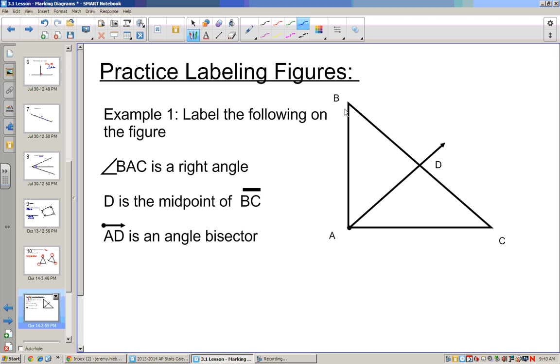BAC is a right angle, so that means we put in a little box there. D is the midpoint of BC. So if that's the midpoint, we have to say that this side is congruent to this side. Now it says AD. Now this, if it goes off in one direction, we say that's a ray. That's a ray AD. And this is an angle bisector. So that means this side is going to be congruent to this side because AD cut this angle in half. Hopefully you did that correct.